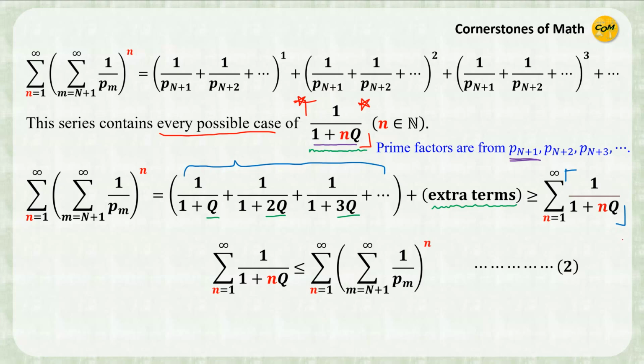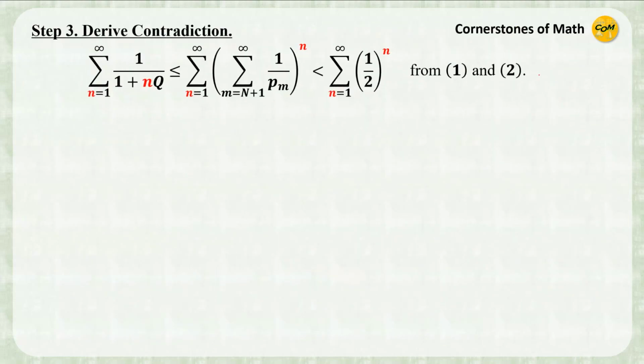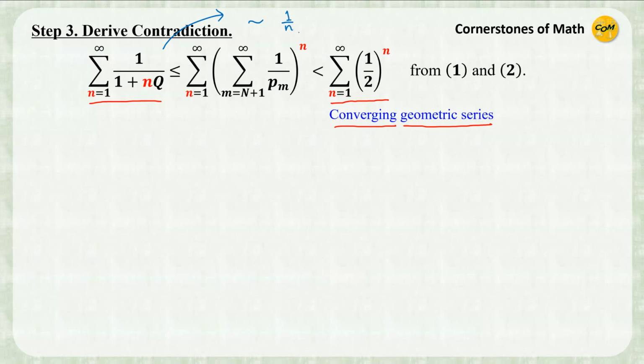And with this second inequality obtained, the next step is obvious. From steps 1 and 2, we have obtained this series of inequalities. Here, the series on the rightmost side is the geometric series that clearly converges. As for the series on the leftmost side, you can easily notice that it has the same degree as 1 over n, hence it increases at approximately the same speed as the summation of 1 over n, which is a diverging series. Or if you want to be more rigorous, you can use some convergence test such as comparison test.